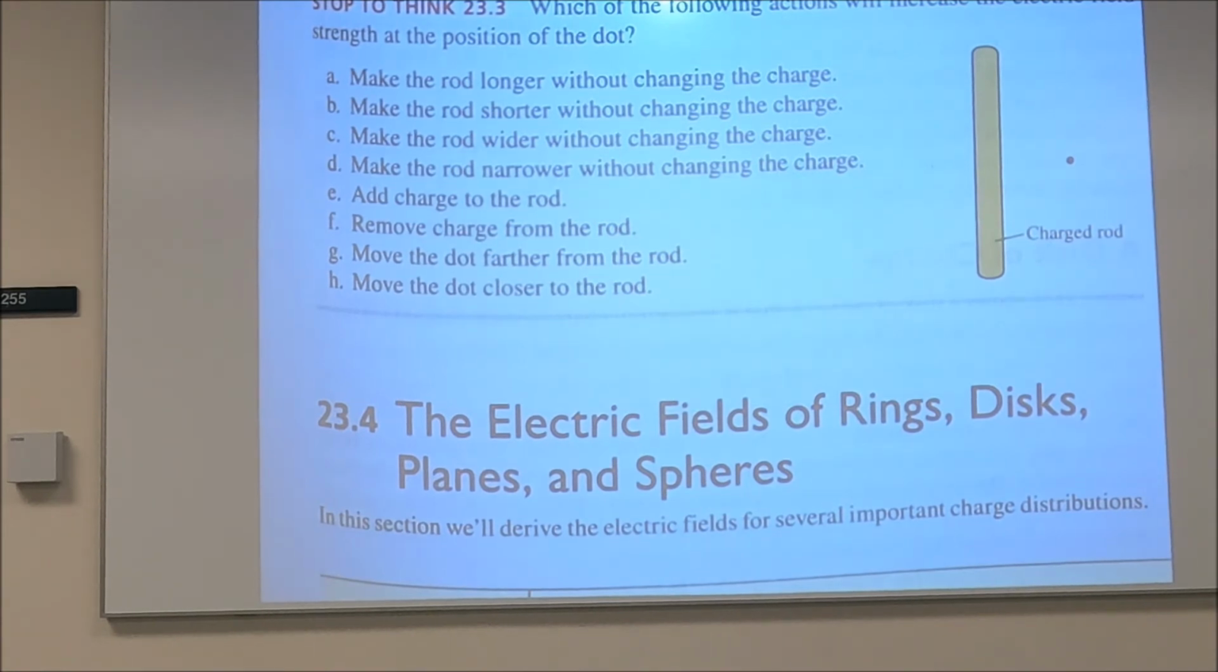Make the rod wider without changing the charge. That's not going to do anything. Make the rod narrower without changing the charge. It's not going to do anything. Add charge to the rod. That will increase lambda. That would increase the strength of the electric field. Remove charge from the rod. That would decrease lambda. That would decrease the strength of the electric field. Move the dot further away. Well, if we move the dot further away, that's going to decrease the strength, because we know that the strength of the electric field drops off as a factor of 1 over r. And if we move it closer, it should increase the strength.